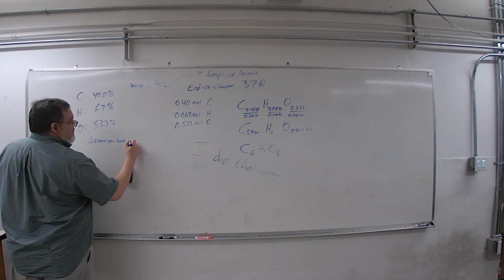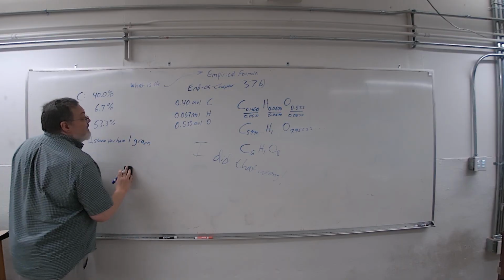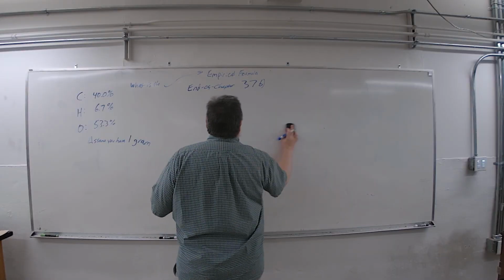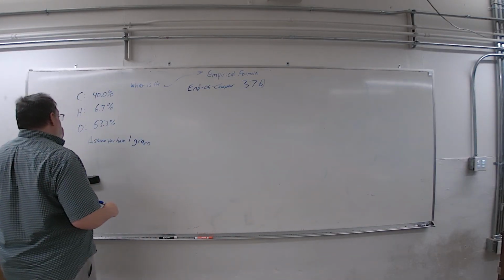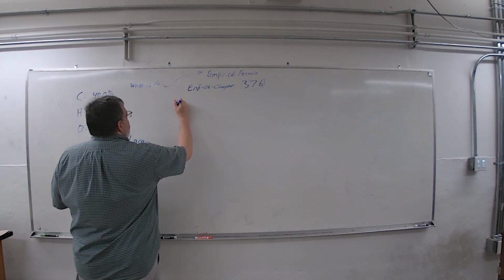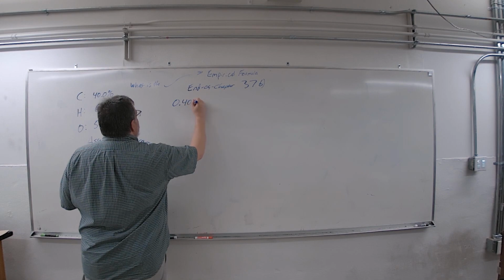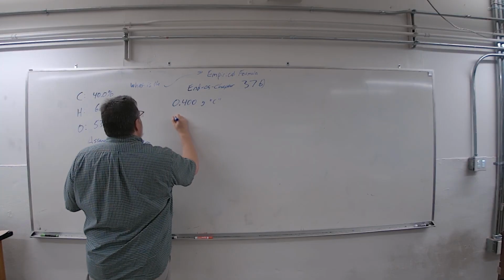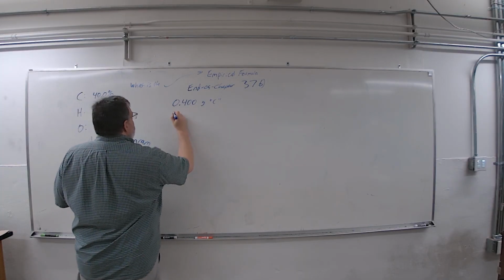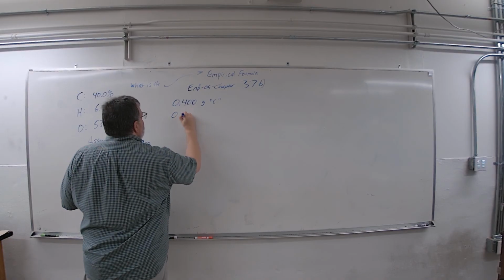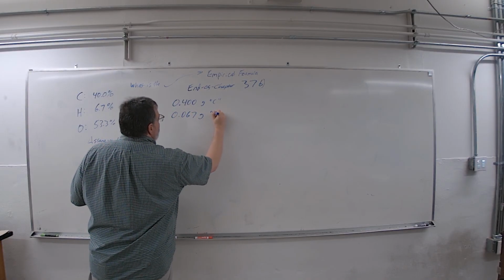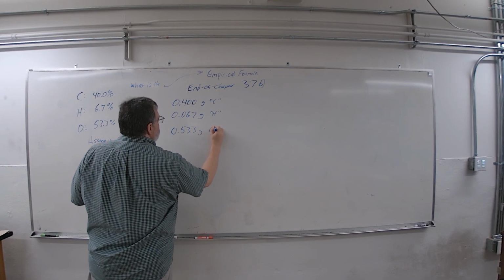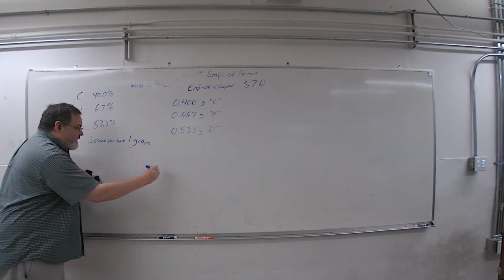This is where I messed up. Assume you have one gram. Yeah, that was wrong. Assume you have 1 gram. That means you have that much carbon, 0.067 grams of hydrogen, 0.5 grams of oxygen. Okay, that's what you do.